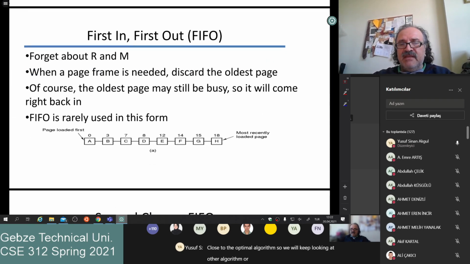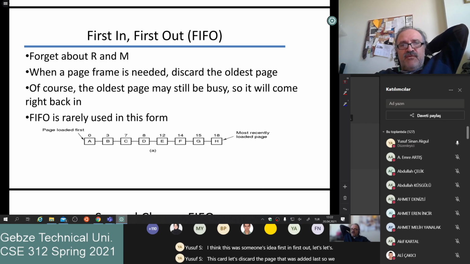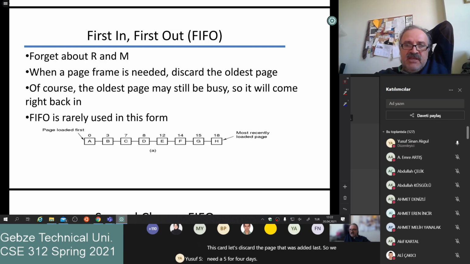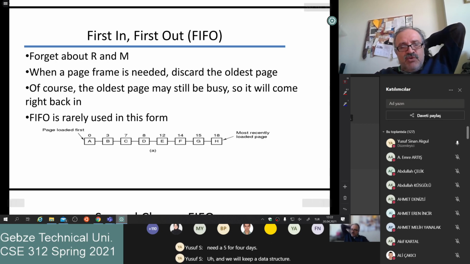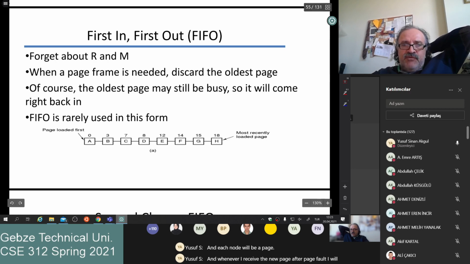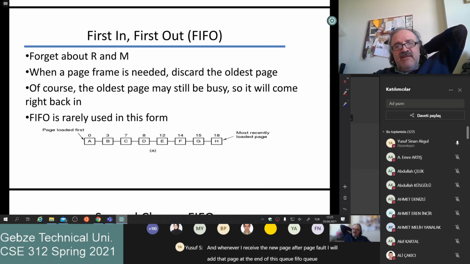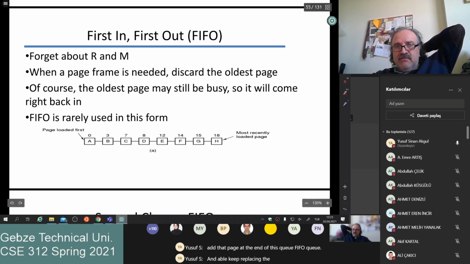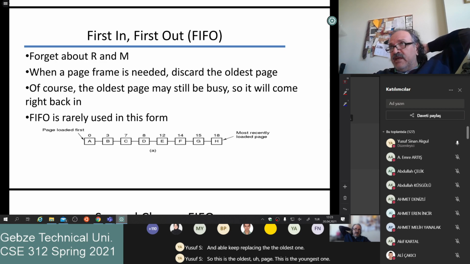Okay, I think this was someone's idea, first in, first out. Let's discard the page that was added first. So we need a FIFO for this, and we will keep a data structure, and each node will be a page, and whenever I receive a new page after a page fault, I will add that page at the end of this FIFO queue, and I will keep replacing the oldest one. So this is the oldest page, this is the youngest one. Okay, so that's the idea.